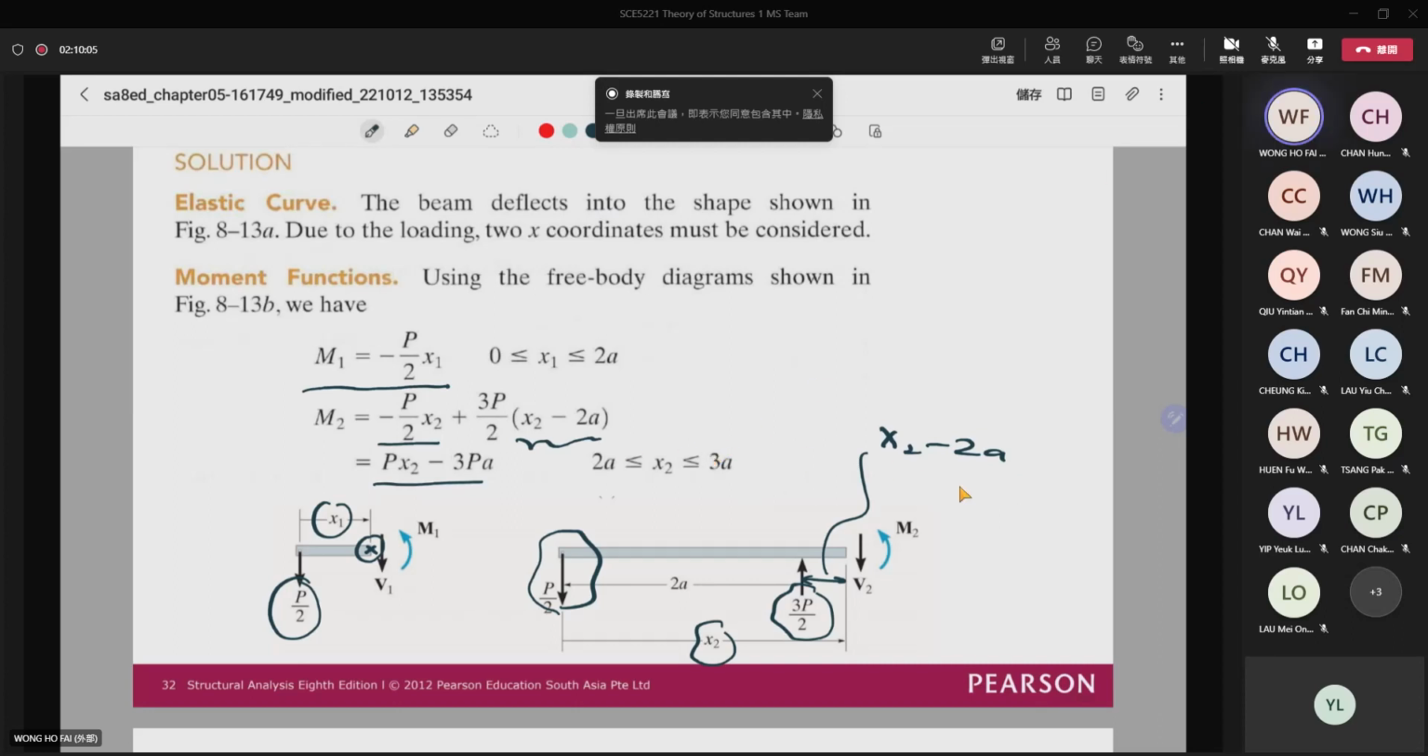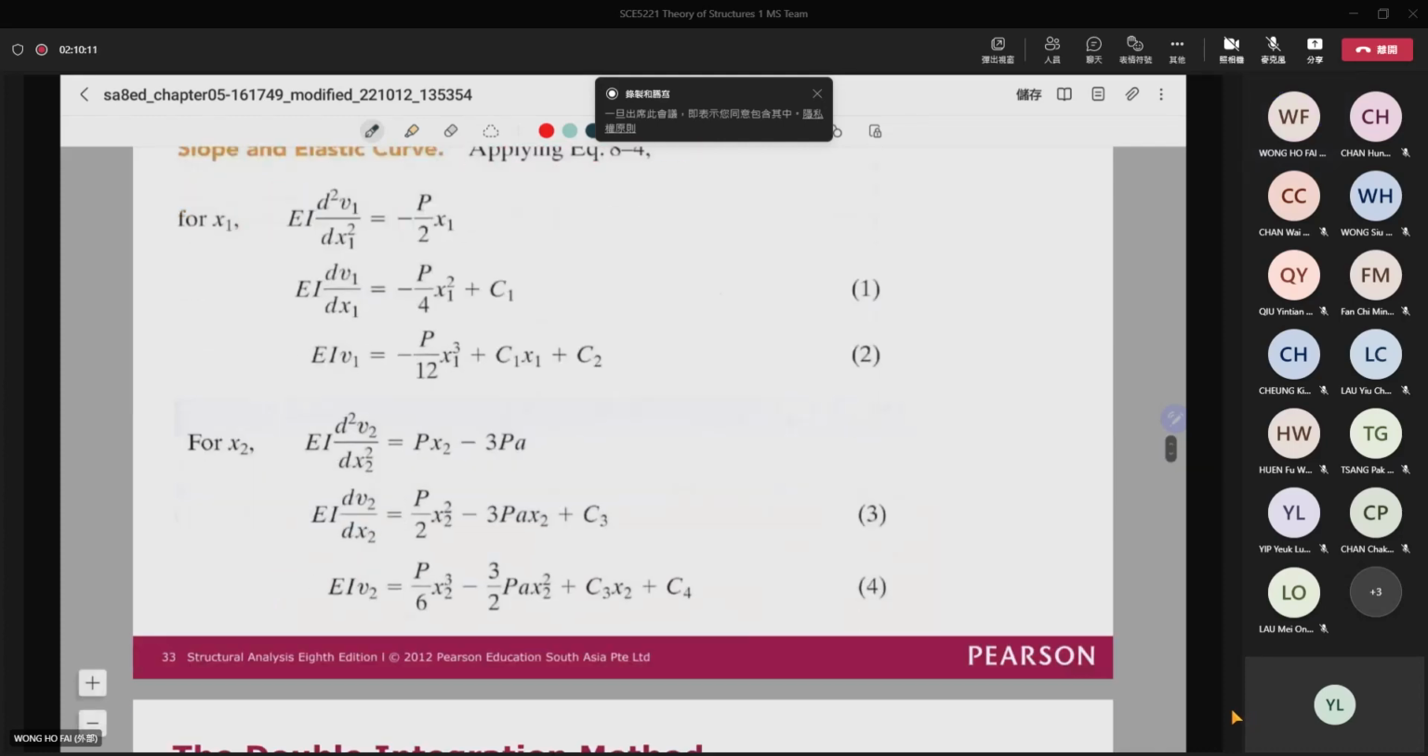Then to find the deflection, actually I will integrate the moment equation 2 times. So for here, you can see that I will integrate for the first time for the slope, and then the second time for the deflection. And then for the second part, I will do the same. Integrate 1 time for the slope, and then integrate the second time for the deflection.